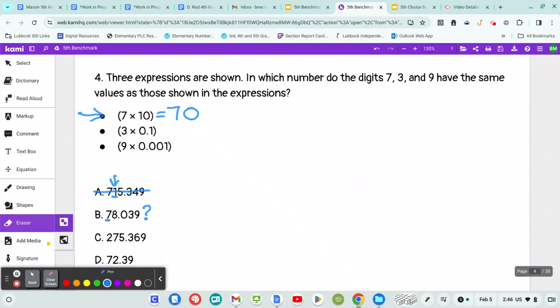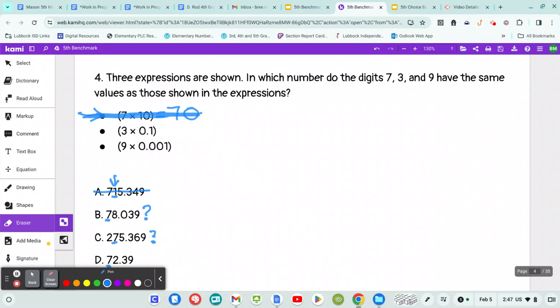Looking at C, here's my 7. This is in the tens place. I do have a value of 70 in this one, so this one does not get cut. And D also has a 7 in the tens place. Okay, so we have looked for our 70 or our value of 7 in the tens place.